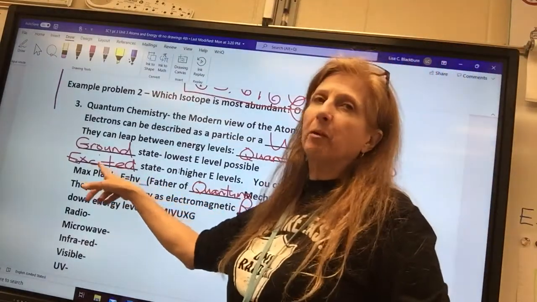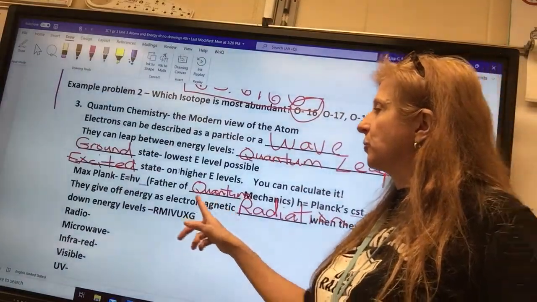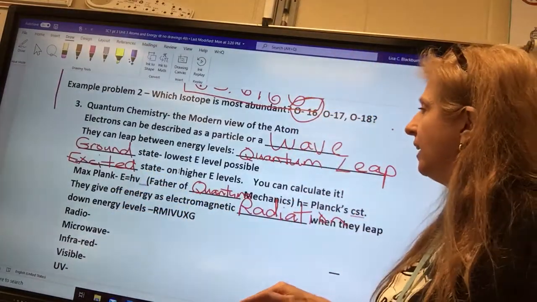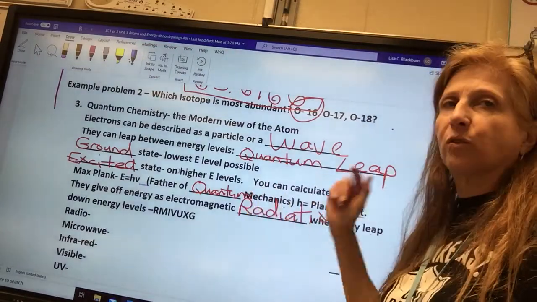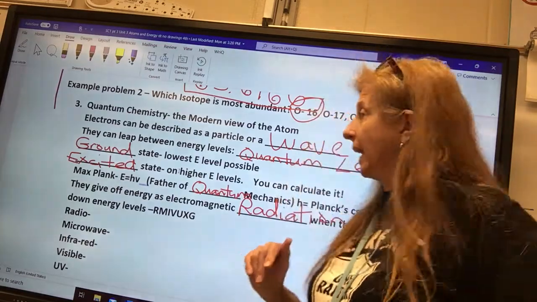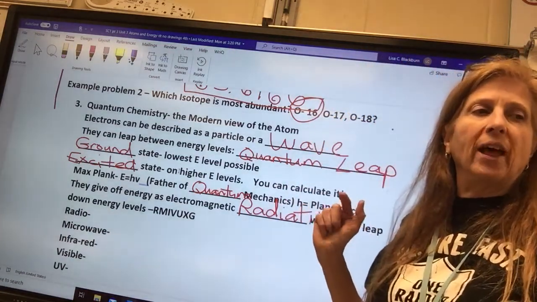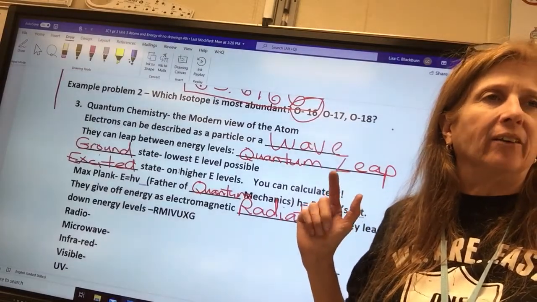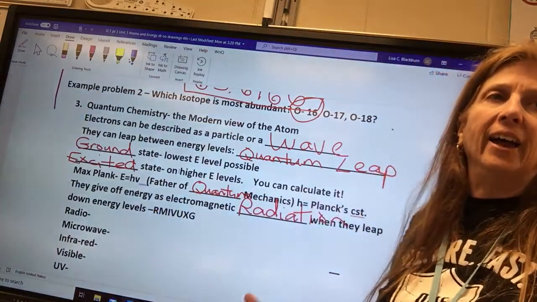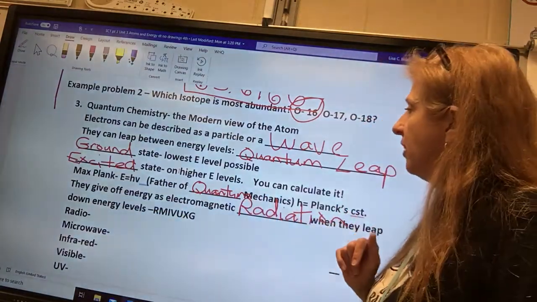He came up with the famous equation, E equals hv. And it shows that there's a relationship, but here, mathematically, that you can calculate. So he is considered the father of quantum mechanics. What we are learning is called quantum mechanics. And h is Planck's constant. So where that's not in your notes, make sure you write it down. Everybody got it? Max Planck, his formula, E equals hv. h is Planck's constant. You can calculate the energy between these levels.